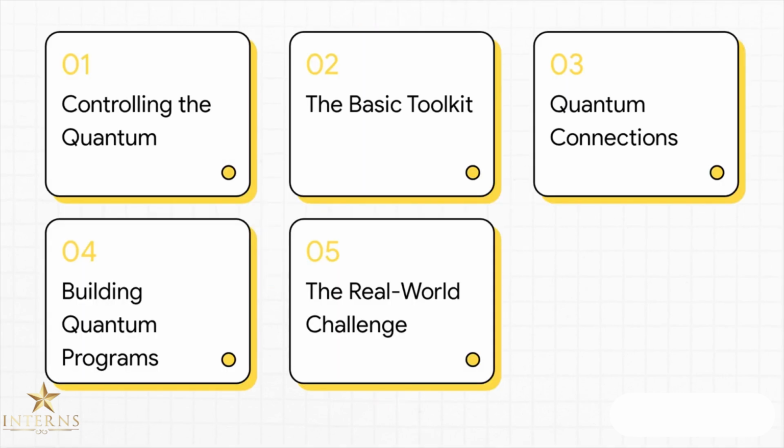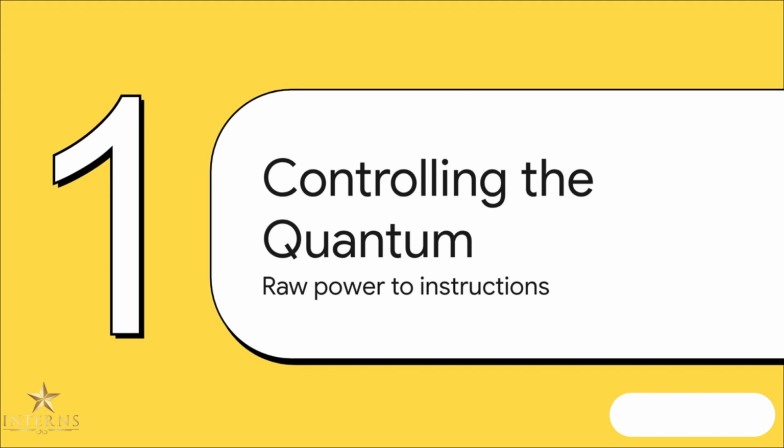All right, here's our game plan for this explainer. We're going to start with the basics of controlling the quantum world. Then we'll open up the essential toolkit of gates. After that, we'll see how to create quantum connections, how to build those into actual programs, and finally, we'll hit on the real-world challenge that everyone in the field is facing. So, let's kick things off with our first section, controlling the quantum world.